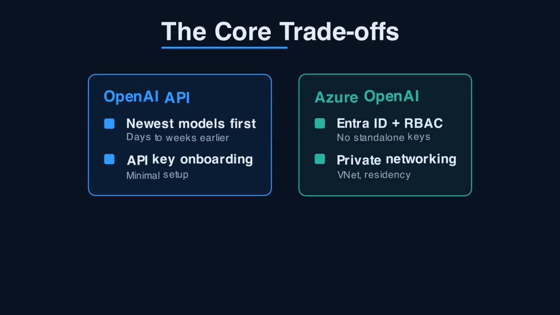The OpenAI API gives you the newest models first, often weeks ahead, with the simplest onboarding, just an API key. Azure OpenAI lags slightly on model availability, but wraps the same models in enterprise plumbing: Microsoft Entra ID authentication, private networking, regional data residency, and a contractual commitment that your prompts aren't used to train models.